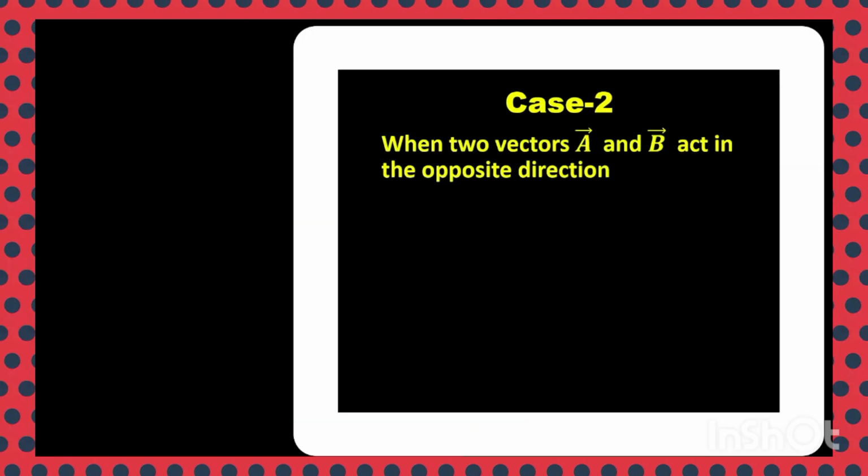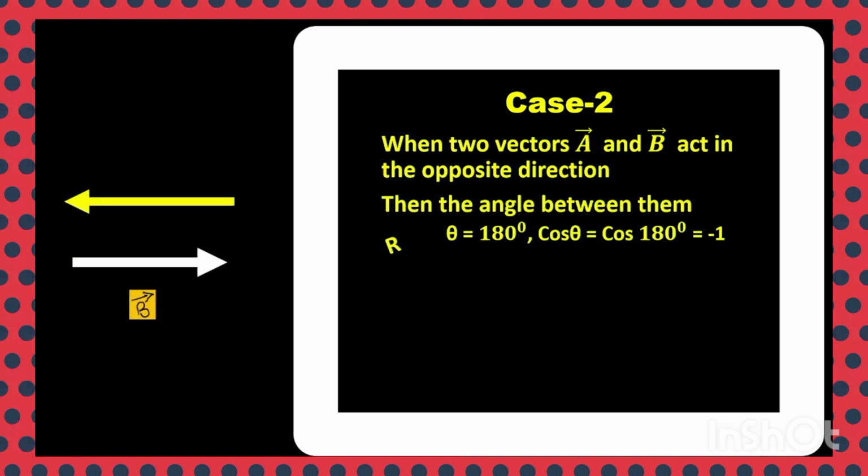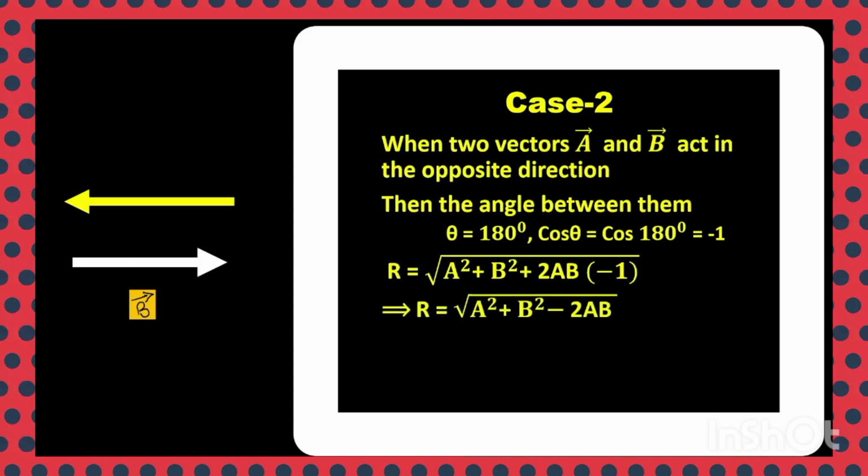Another case, the second case: when the two vectors act in opposite directions, the angle between them is theta, which is 180 degrees. So cos 180 is minus 1. By putting the value, we shall get R is equal to square root of A square plus B square plus 2AB into minus 1, and R is equal to square root of A square plus B square minus 2AB, which is A minus B whole square, and the value will be R is equal to A minus B. Thus, the resultant vector can be determined by finding the difference of the magnitudes of the given vectors.